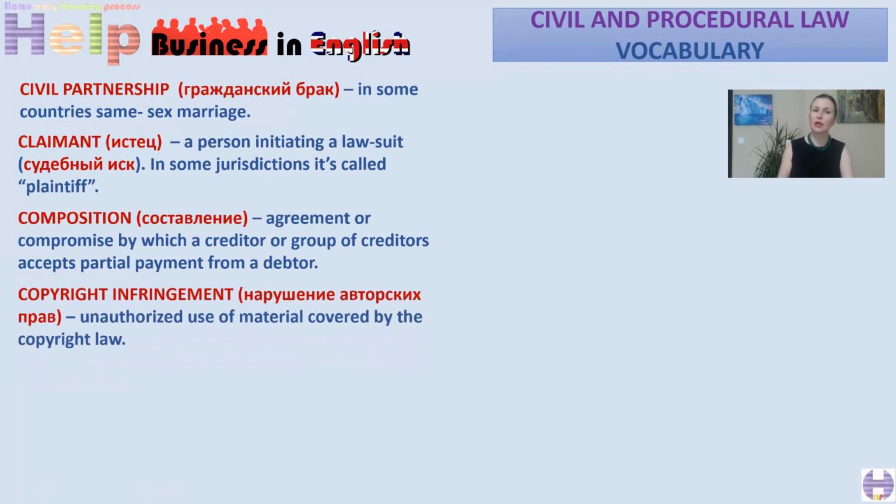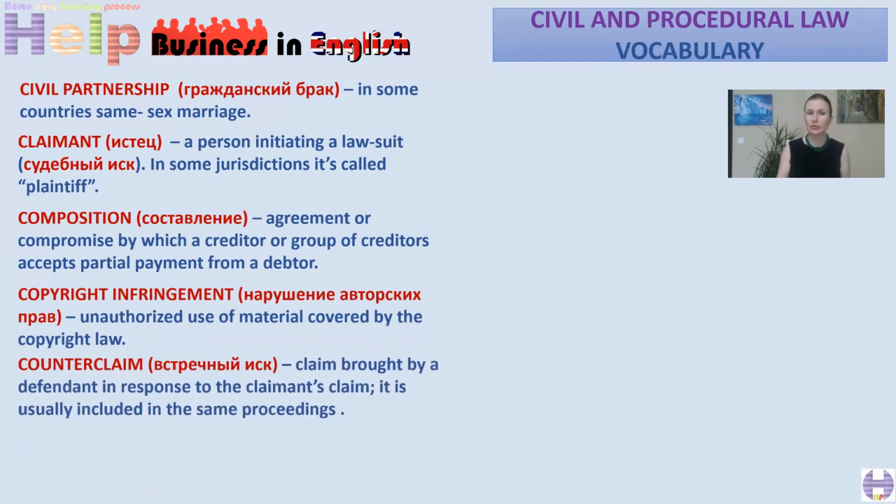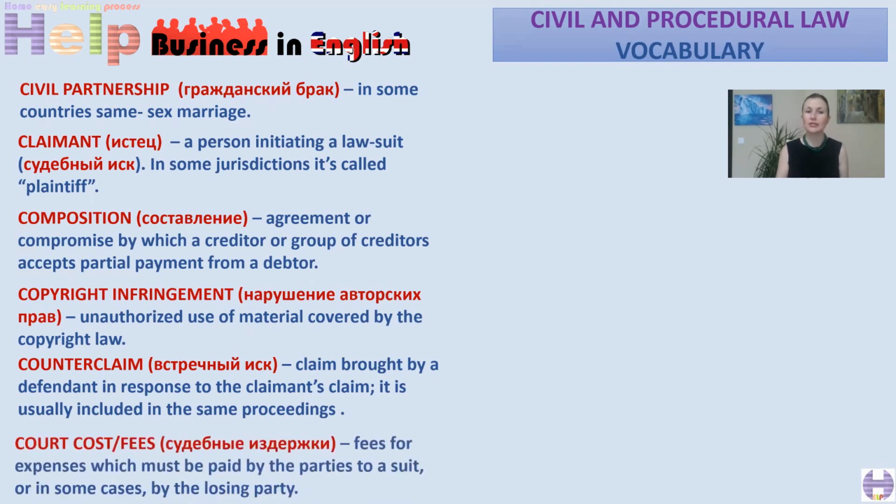Copyright infringement, нарушение авторских прав, unauthorized use of material covered by copyright law. Counterclaim, встречный иск, claim brought by a defendant in response to the claimant's claim. It is usually included in the same proceedings. Court cost fees, судебные издержки, fees for expenses which must be paid by the parties to a suit, or in some cases by the losing party. Okay, so we continue.